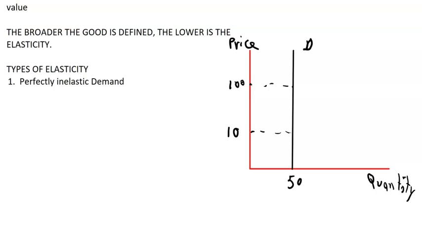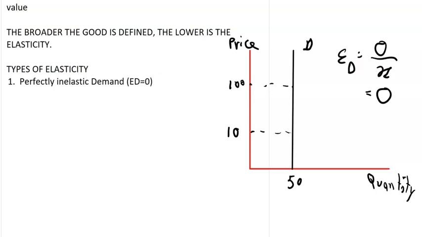So in this case, you see, change in quantity is 0. So if I calculated my elasticity, percentage change in quantity is always going to be 0, divided by the change in price, which can be any number, let's say x, so your elasticity will be 0. So here, elasticity is going to be 0.